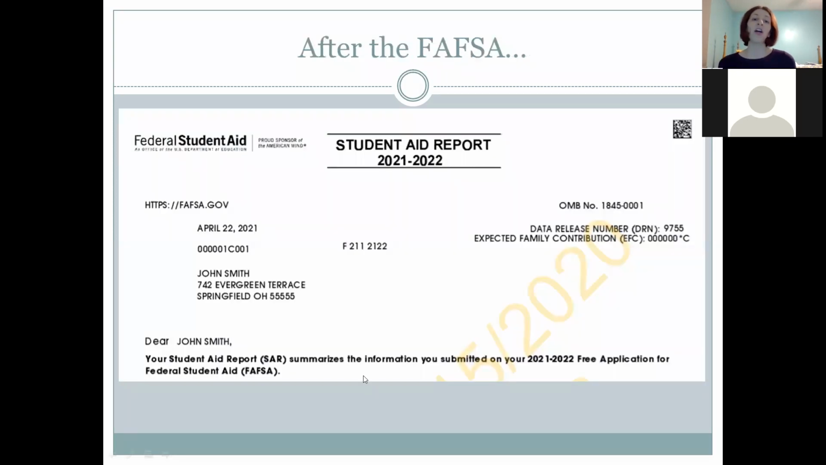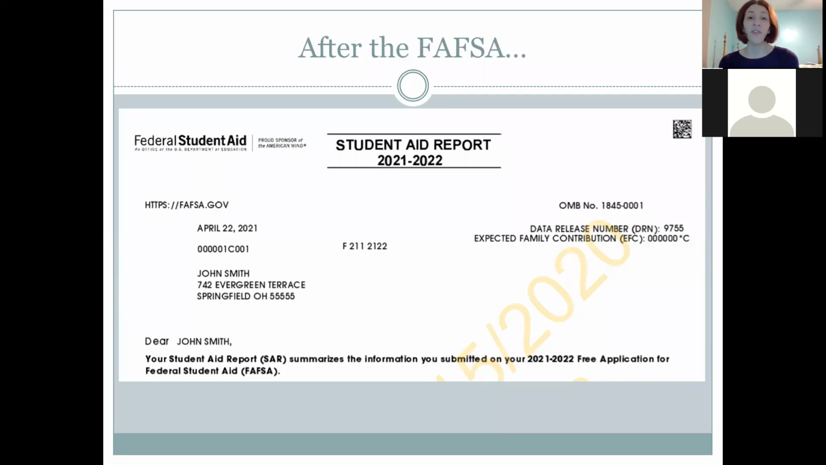So after the FAFSA, once it's completed, you are going to get what we call a student aid report, or a SAR. We use lots and lots of acronyms in the financial aid world. So you will get used to it, but I wanted to just give you an overview of some of the things that you might see. On the SAR report, you will see a snapshot of all the information you just completed. It's just so that you can review it, make sure it's all correct, and if you need to make any corrections, you can.